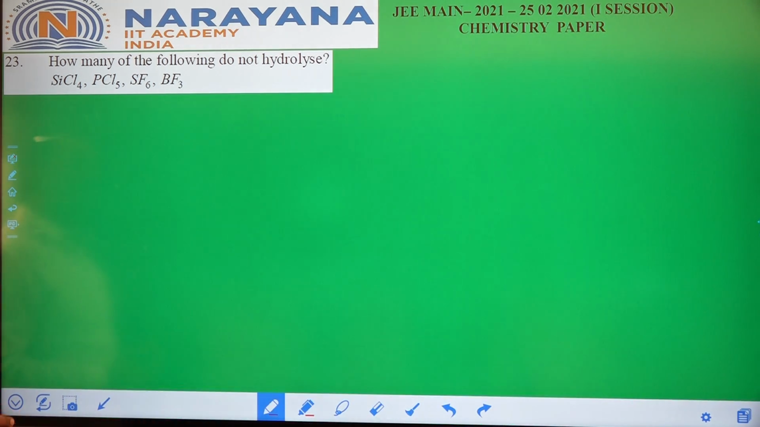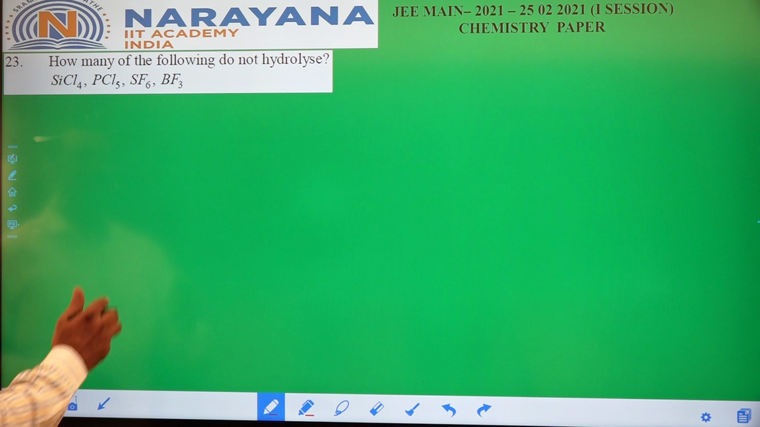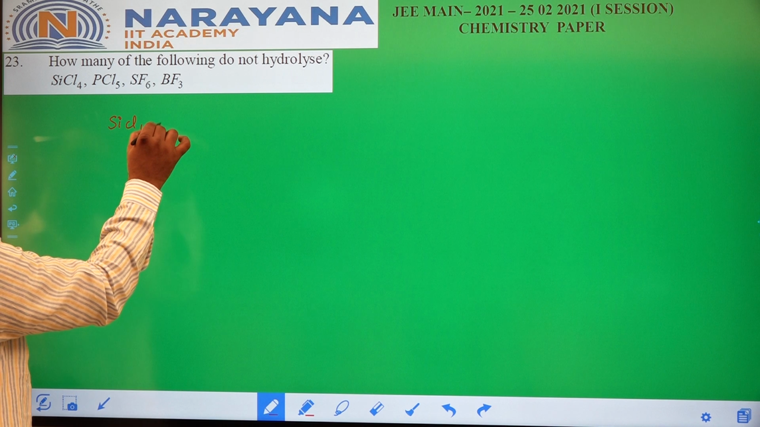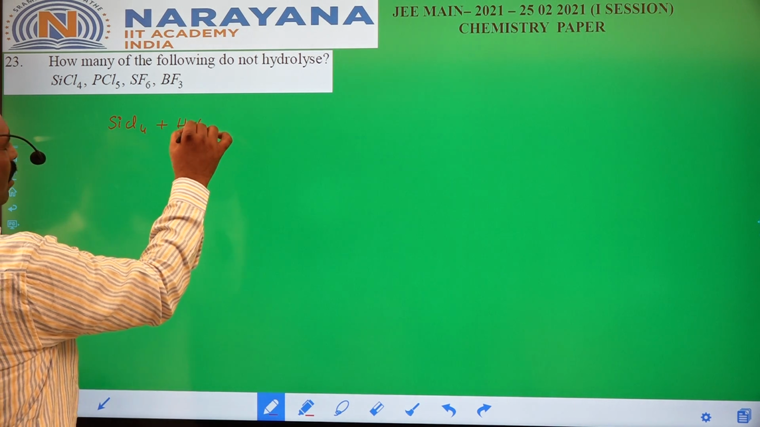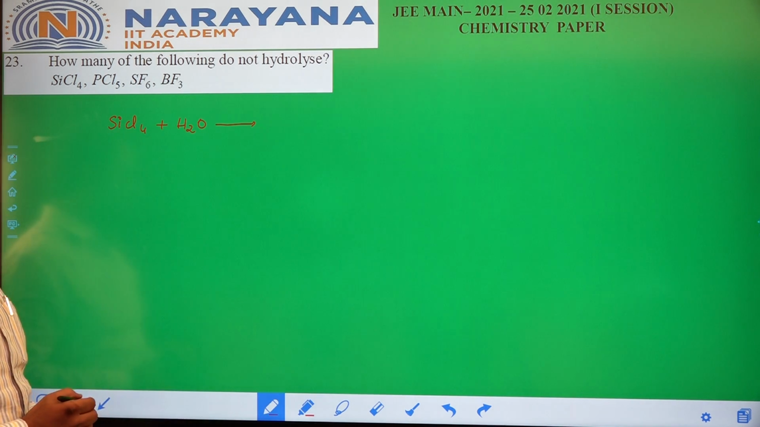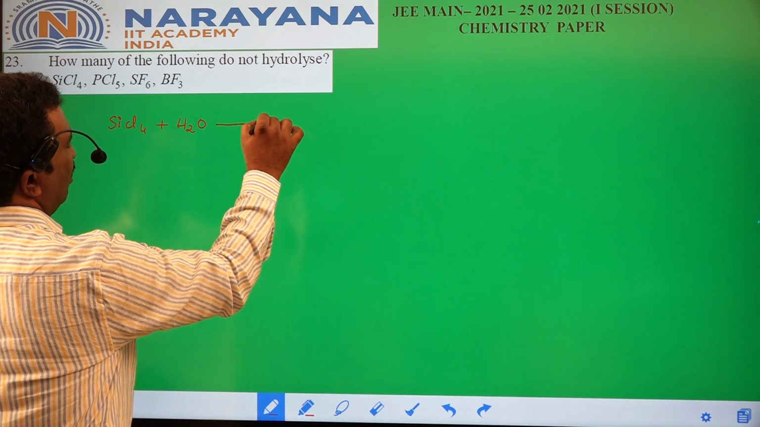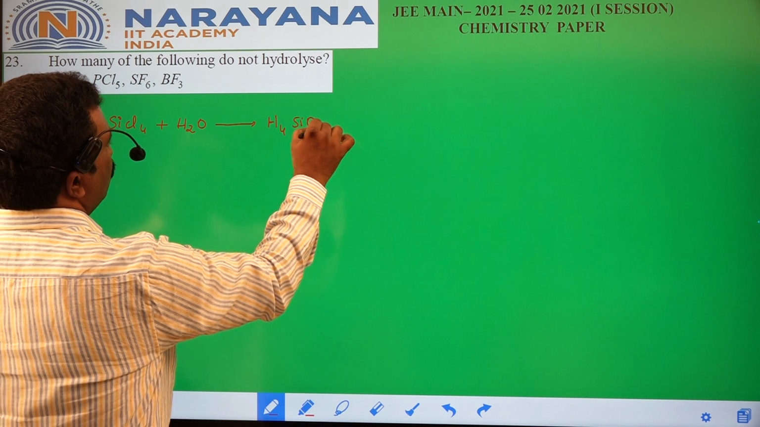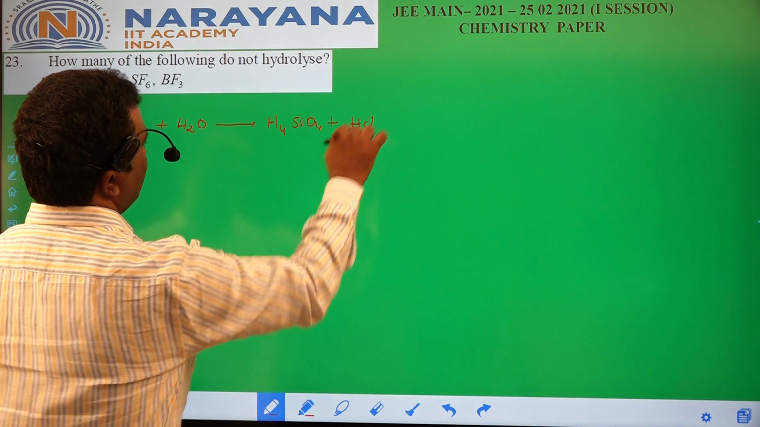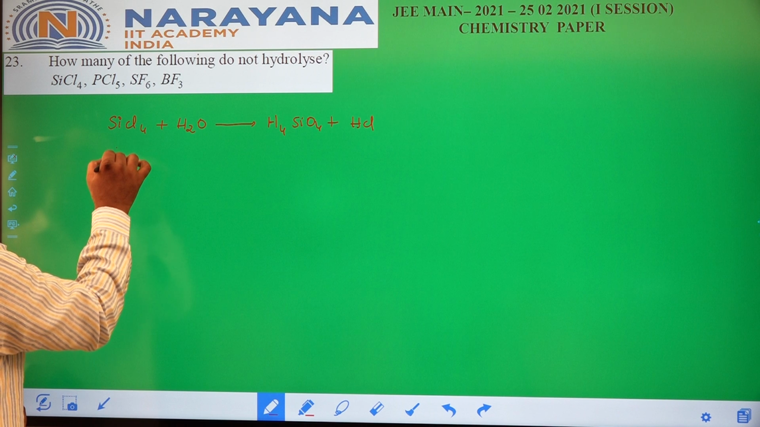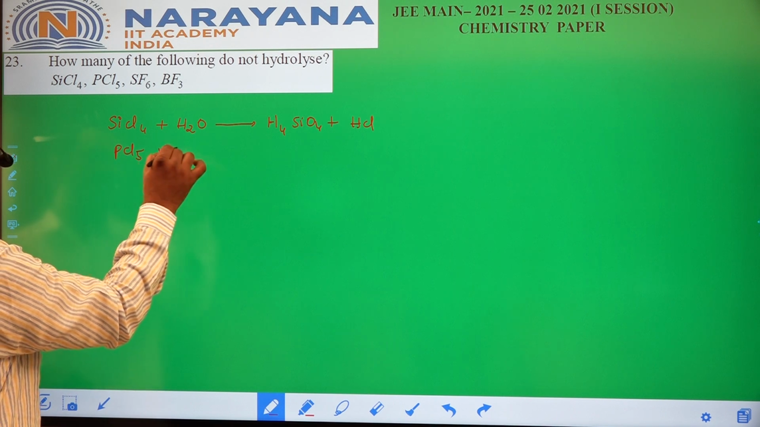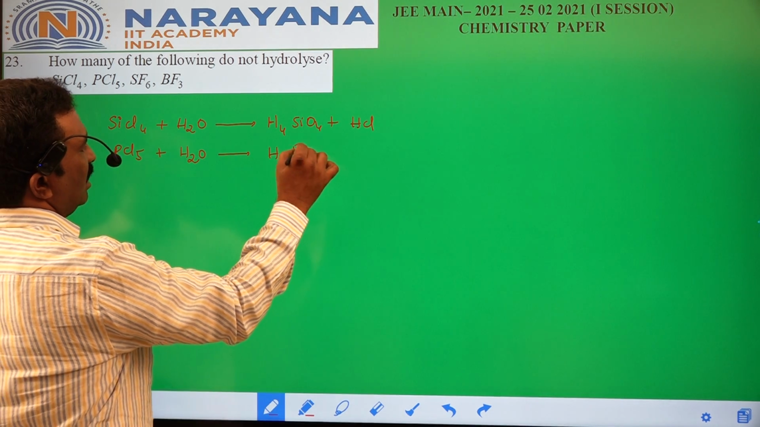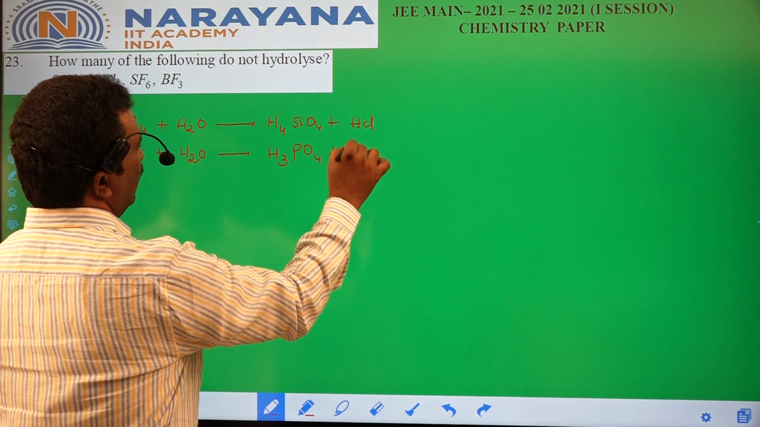How many of the following do not hydrolyze? We know SiCl4 undergoes hydrolysis. Hydrolysis of SiCl4 proceeds with the formation of H4SiO4 along with HCl. Whereas PCl5 undergoes hydrolysis, leading to the formation of H3PO4 and HCl.